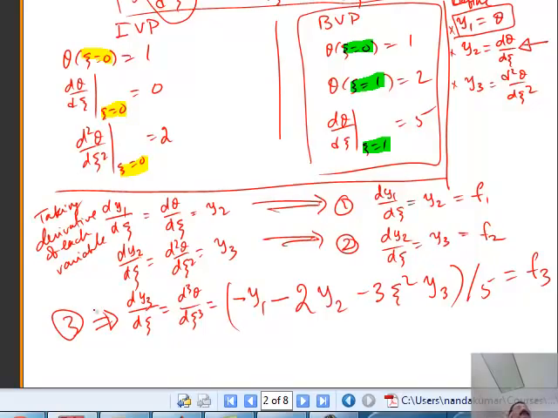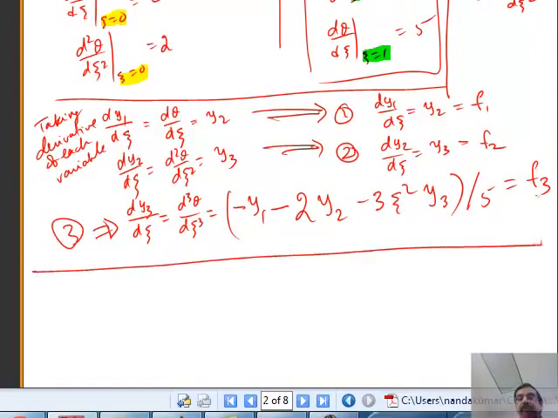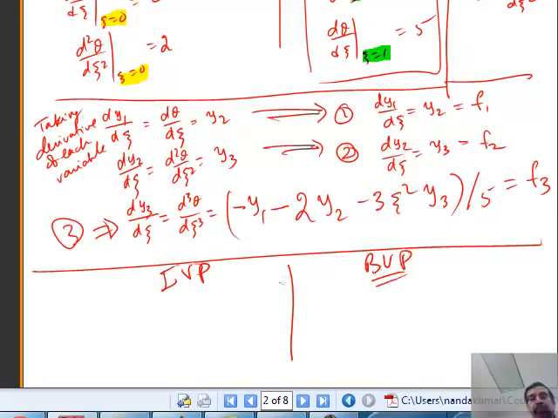Okay? And these conditions are the ones that determine whether I use ODE45 or BVP4C. They determine whether it's an initial value problem or the boundary value problem. Okay? So let me do it for both. Okay? So that is the equation, the original equation converted into three first order equations. Let me do for initial value problem and boundary value problem for both of them. So what would be y1 at psi equal to 0? 1. Make sure that everybody understands that.